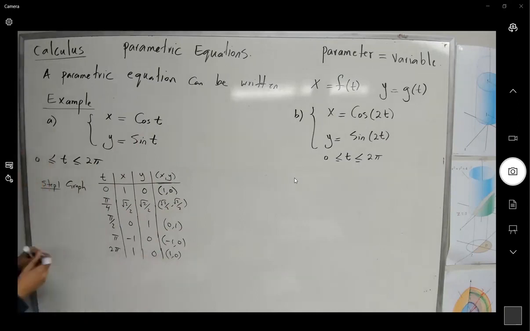Okay. So let's see what's the behavior of this particle. 1 and 0. This is the starting point. Then it goes to square root of 2 divided by 2, and then 0 and 1, and then it's just going back to the original point. So if you plug in more points, you see you have a unit circle. In step 2, get rid of t by going back to pre-calc.